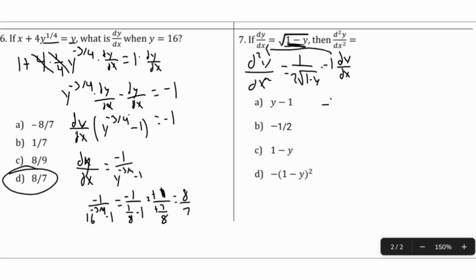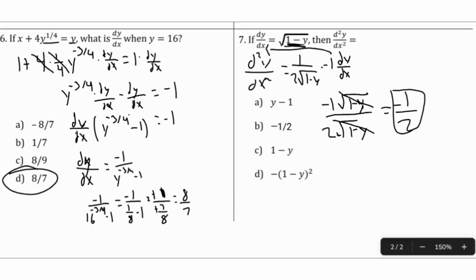This gives us negative 1 times square root 1 minus y divided by 2 root 1 minus y. This root 1 minus y on the top and bottom cancels out, which leaves us with just a negative 1/2, which gives us answer choice B here.